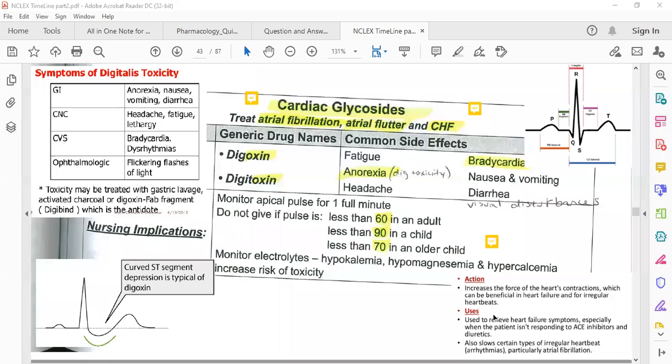What are the other uses of digoxin? We use it to relieve the heart failure symptoms, especially when the patient is not responding to ACE inhibitors or diuretics. Also to slow certain types of irregular heartbeat like arrhythmias, particularly atrial fibrillation.